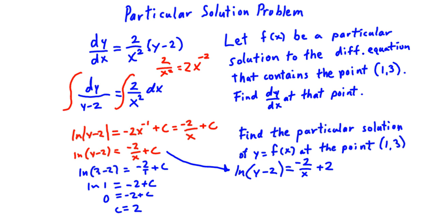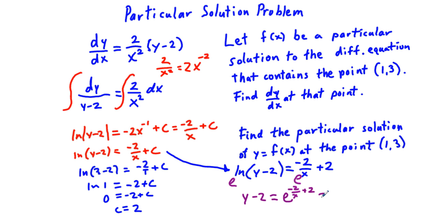And now we're going to exponentiate both sides of the equation. So we have e to the power of ln, and e to the power of negative 2 over x plus 2. So we get y minus 2 is equal to e to the negative 2 over x plus 2 power. And that's the specific equation.